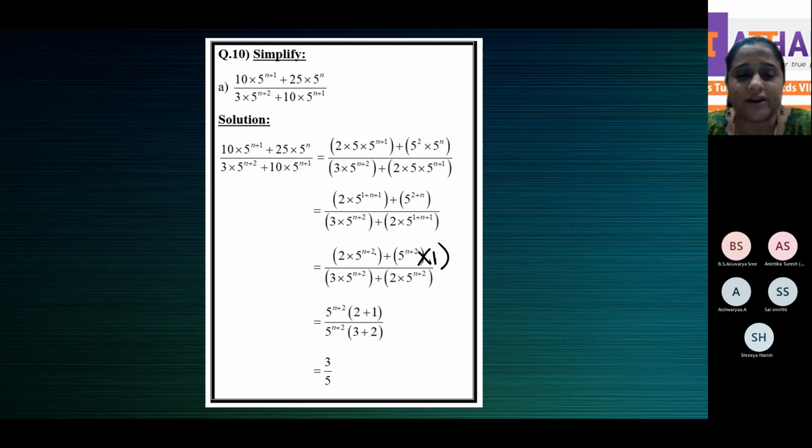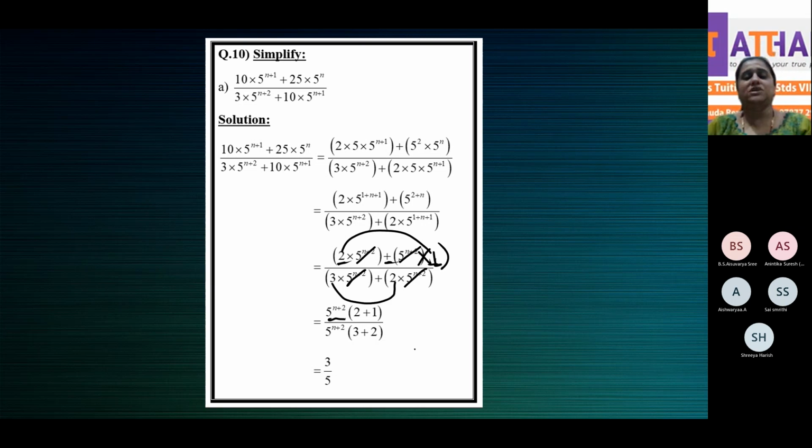So now if you take out 5 to the power n plus 2 common, in the bracket you will get 2 plus 1. And the denominator again 5 to the power n plus 2 is common. So in the bracket you will get 3 plus 2. Now 5 to the power n plus 2 in the numerator and denominator gets cancelled. And 2 plus 1 is 3. 3 plus 2 is 5. So 3 by 5 is the answer.